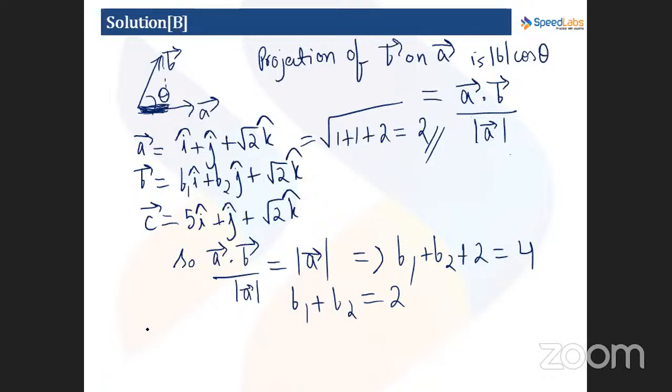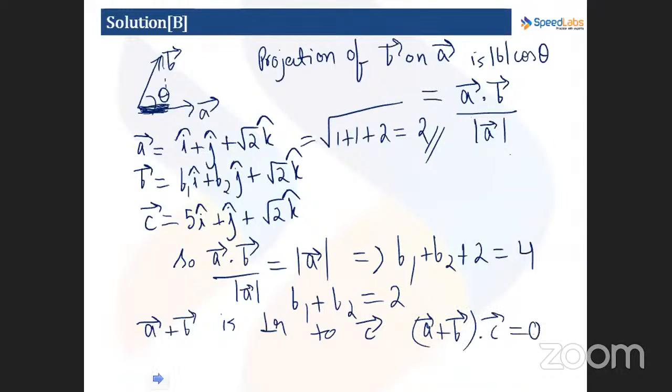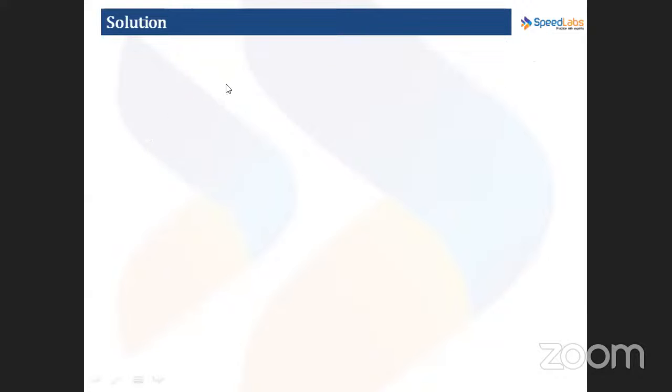Now it is also given in the question that A plus B is perpendicular to C. Now as soon as you come across a vector being perpendicular to C, the first thing that should come into your mind is that A plus B dot C will be equal to 0.